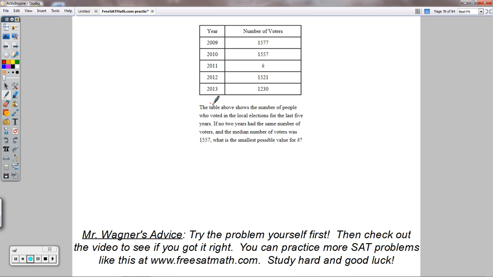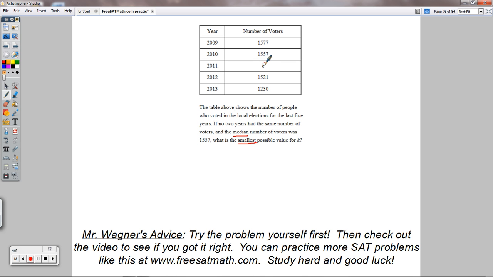Here's what we got. It says the table above shows the number of people who voted in the local elections for the last 5 years. If no 2 years had the same number of voters and the median number, that sounds pretty important to me. We're going to be doing something with the median. Median number of voters was 1557. What is the smallest possible value for K?